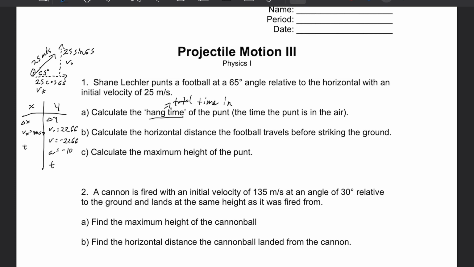If we know the initial velocity, the final velocity, the acceleration, and we're looking for time, those 4 variables, we're going to utilize the equation V is equal to V0 plus acceleration times time. If we want to rearrange for time, we're going to subtract V0 from both sides, and we get V minus V0 is equal to A times T. Divide both sides by A, and we get V minus V0 over A is equal to T. Putting in the values that we know, -22.66 minus 22.66 divided by -10 is equal to our time.